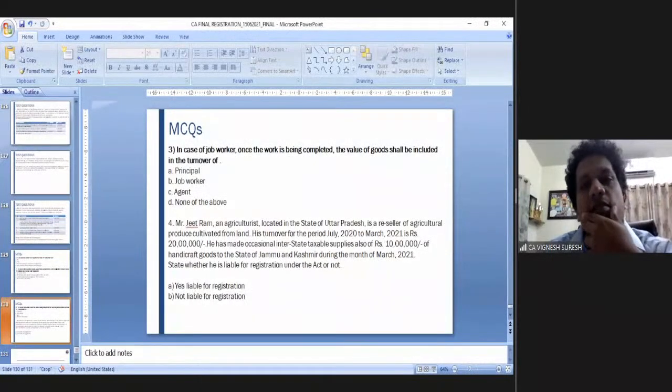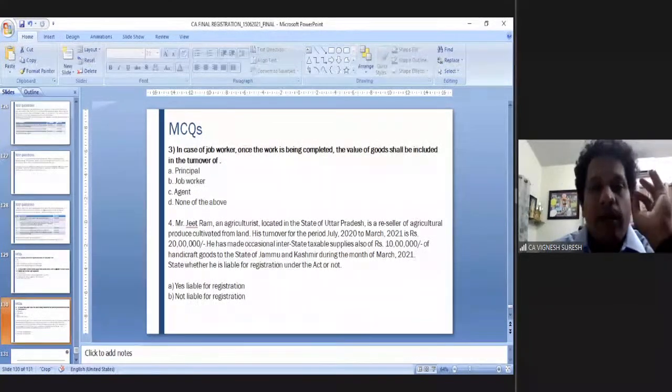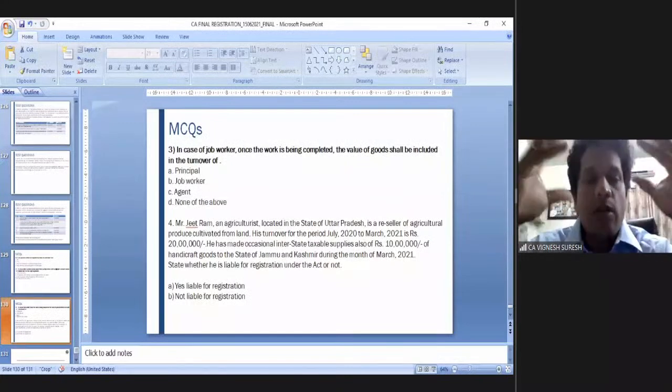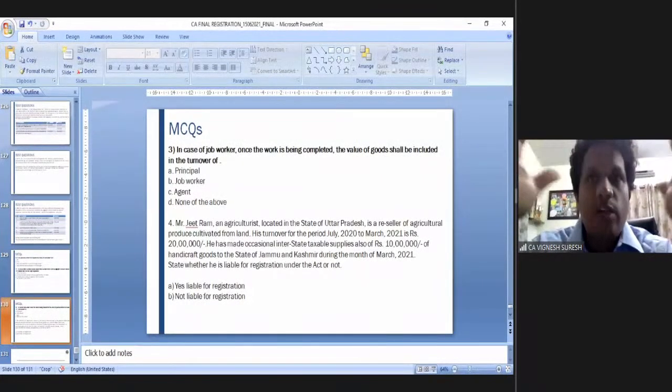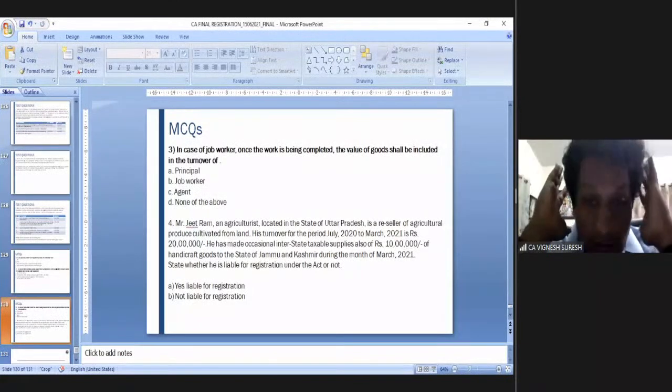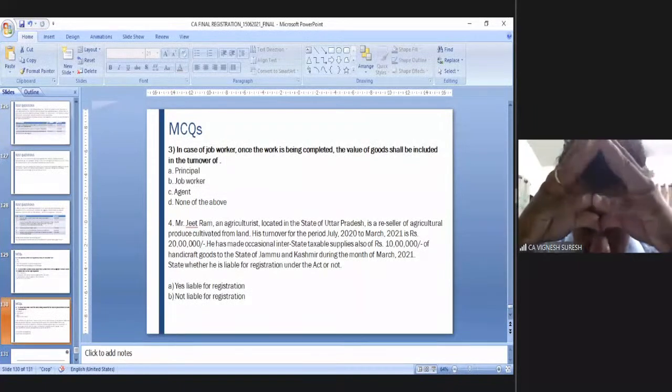Therefore, for the third one, once the work is completed by the job worker, the goods value also should be included in the turnover of the principal, because the job worker is only concerned with the job work which is done. So therefore, in his turnover, the value of the service will be included, but the value of the goods will be included in the turnover of the principal. So the answer for the 3 is also A.